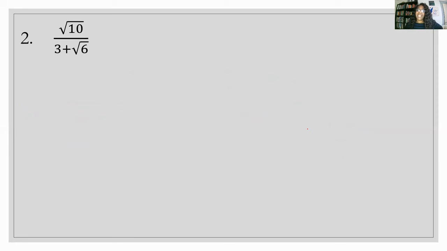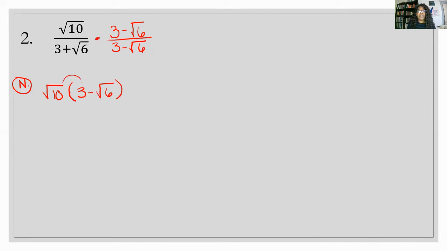So we've got the square root of 10 over 3 plus the square root of 6. First off, we're going to multiply by the conjugate, which is, look in the denominator, 3 minus the square root of 6. Whatever you do in the numerator, you have to do in the denominator. So now I'm going to work on the numerator first. That means I have the square root of 10 times, since it's an expression, I'm going to put a parenthesis, 3 minus the square root of 6.